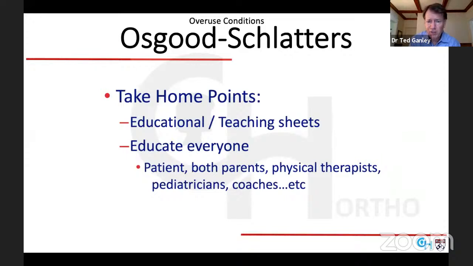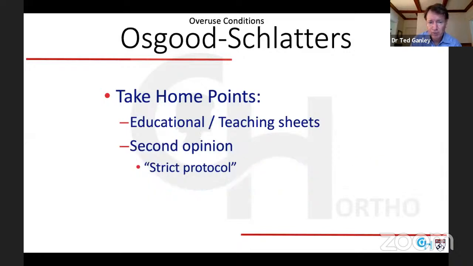Take-home points: I find the educational teaching is going to educate everyone, not just the patient, but both parents, physical therapists, pediatricians, coaches, et cetera. So they've been a useful tool for me, and hopefully that's helpful for you as well. Also, when patients come for a second opinion, you can show them you're following our protocol and that they're following those things. That has been helpful for me.